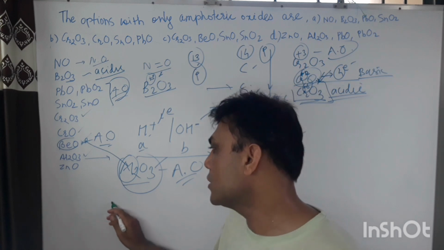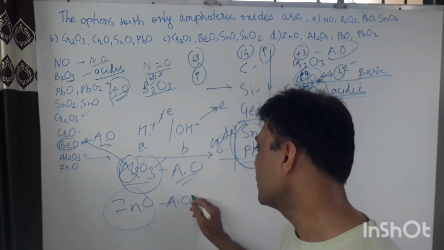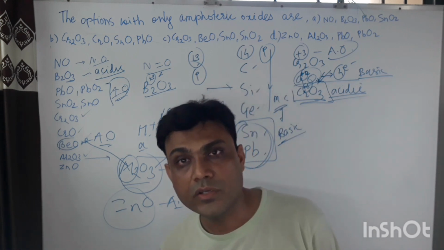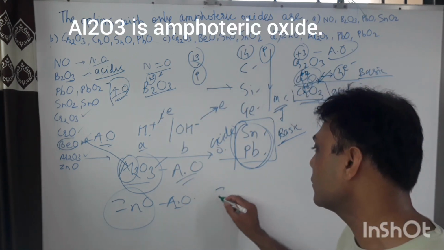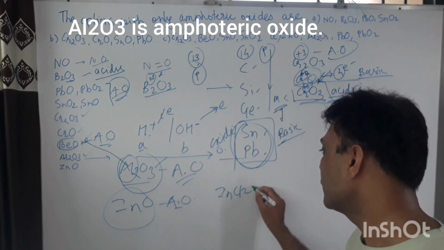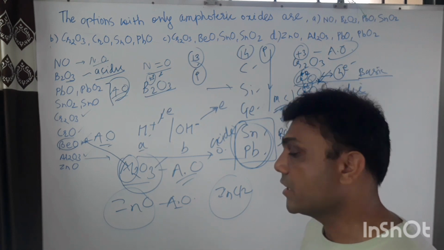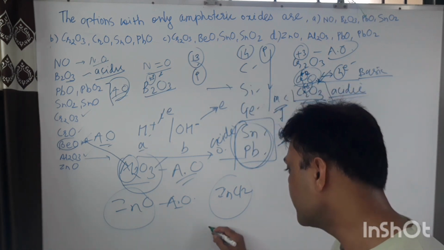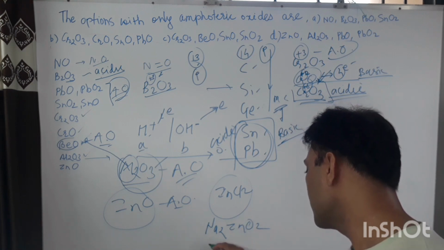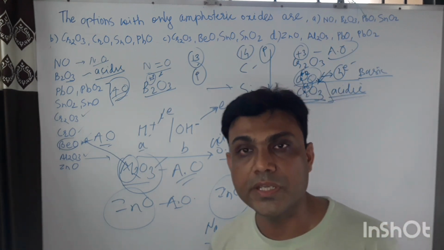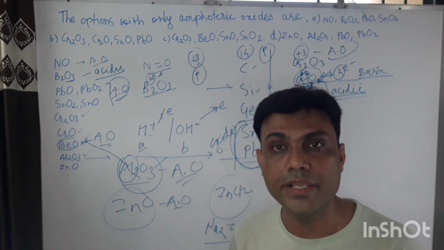Now last is zinc oxide. Zinc oxide is also an amphoteric oxide, because when it reacts with an acid, HCl, it forms zinc chloride, and when it reacts with sodium hydroxide, there is formation of sodium zincate, Na2ZnO2. It reacts with both the acid and the base to give salt and water.